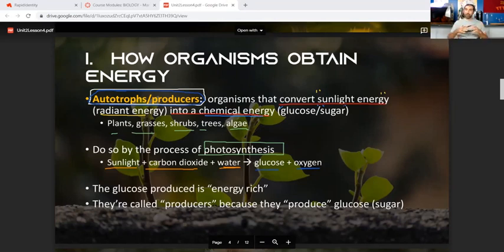So obviously, you know, glucose is an energy-rich molecule. But now plants, Juan Salinas is not a producer.